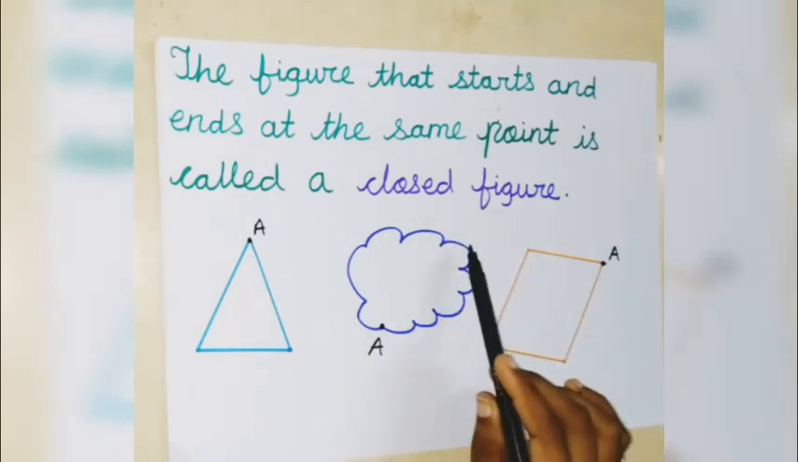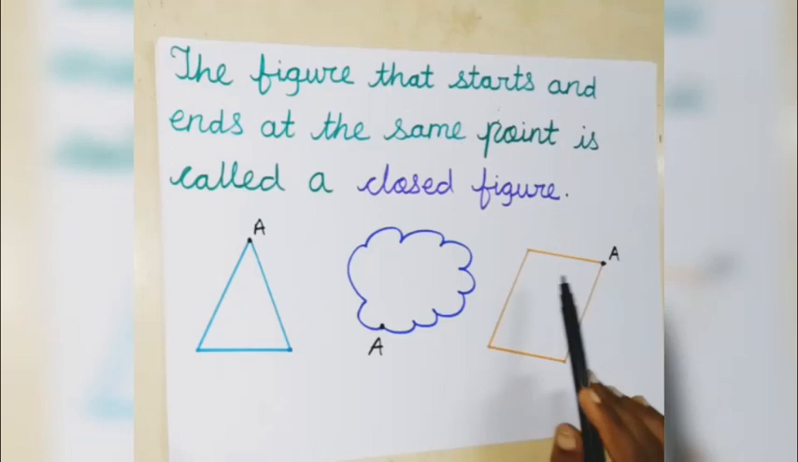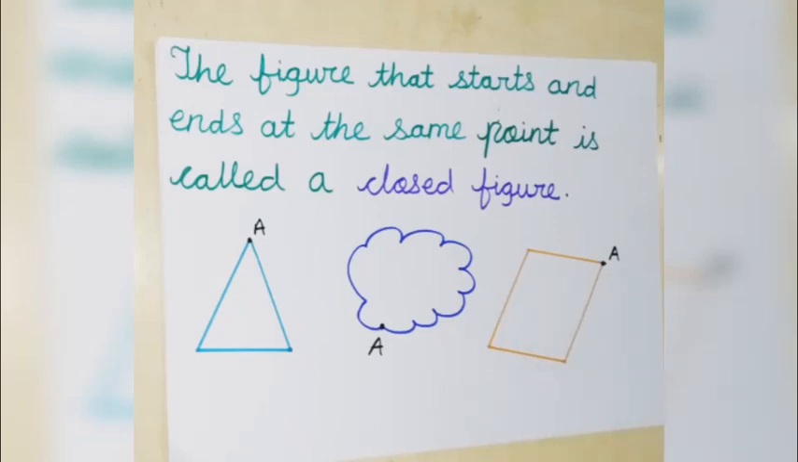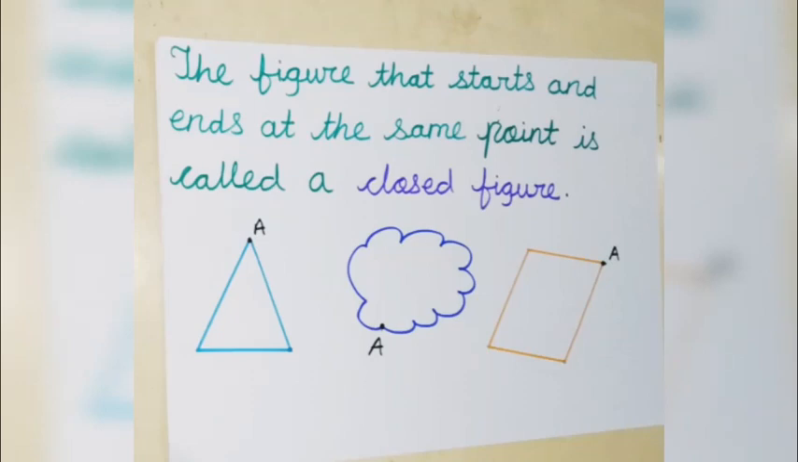आपको कहीं पे ओपन स्पेस दिख रही है, कहीं पे ये फिगर खुला हुआ दिख रहा है? नहीं, मतलब ये कौन सा फिगर है? It is a closed figure. Children, see the third example. This is a quadrilateral. So children, it starts from A and ends at A. So this is also a closed figure.